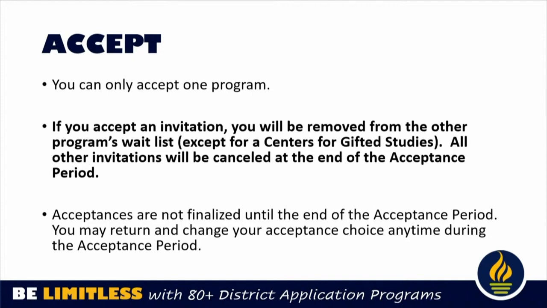You can only accept one program. The reason why we're emphasizing this is sometimes you might get multiple program offers. You can accept one. If you accept a program, you are taken off the other wait list. So that's very important to know. If you say yes to one and you are on the wait list for 3 others, you will come off those other wait lists. The only exception is the Center for Gifted Studies.